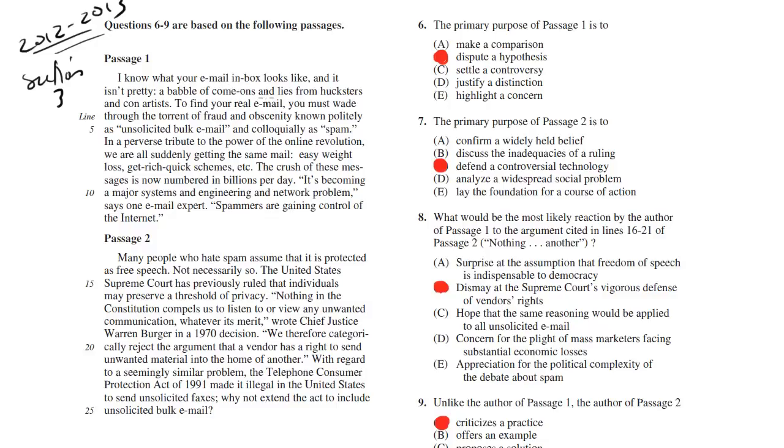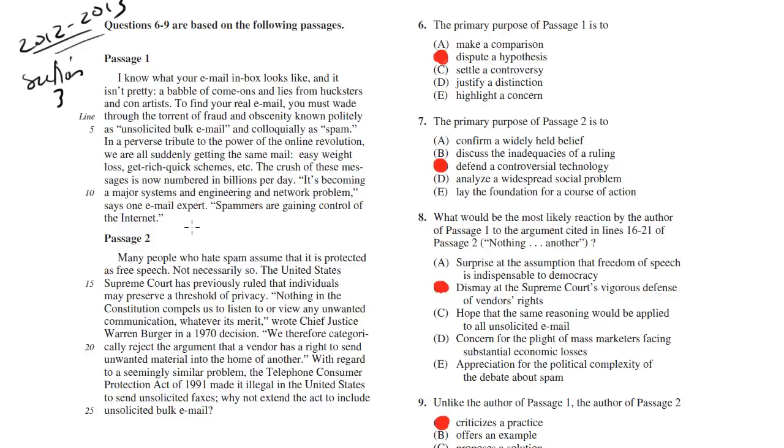I know what your email inbox looks like, and it isn't pretty. A babble of come-ons and lies from hucksters and con artists. To find your real email, you must wade through the torrent of fraud and obscenity known politely as unsolicited bulk email, and colloquially as spam. In a perverse tribute to the power of the online revolution, we are all suddenly getting the same mail: easy weight loss, get-rich-quick schemes, etc. The crush of these messages is now numbered in billions per day. It's becoming a major systems and engineering and network problem, says one email expert. Spammers are gaining control of the internet.